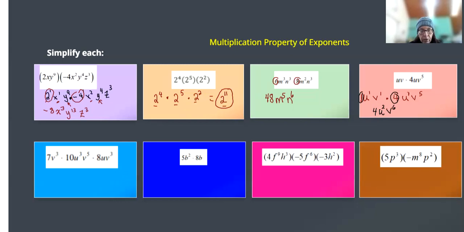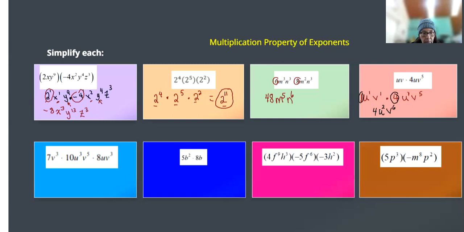Whew. How are we doing, everyone? Are we catching on? The coefficients you multiply. The exponents you add. Just remember that. The numbers up front, the big numbers, you are multiplying. The properties are for the exponents only. So let's take a look at the next one.